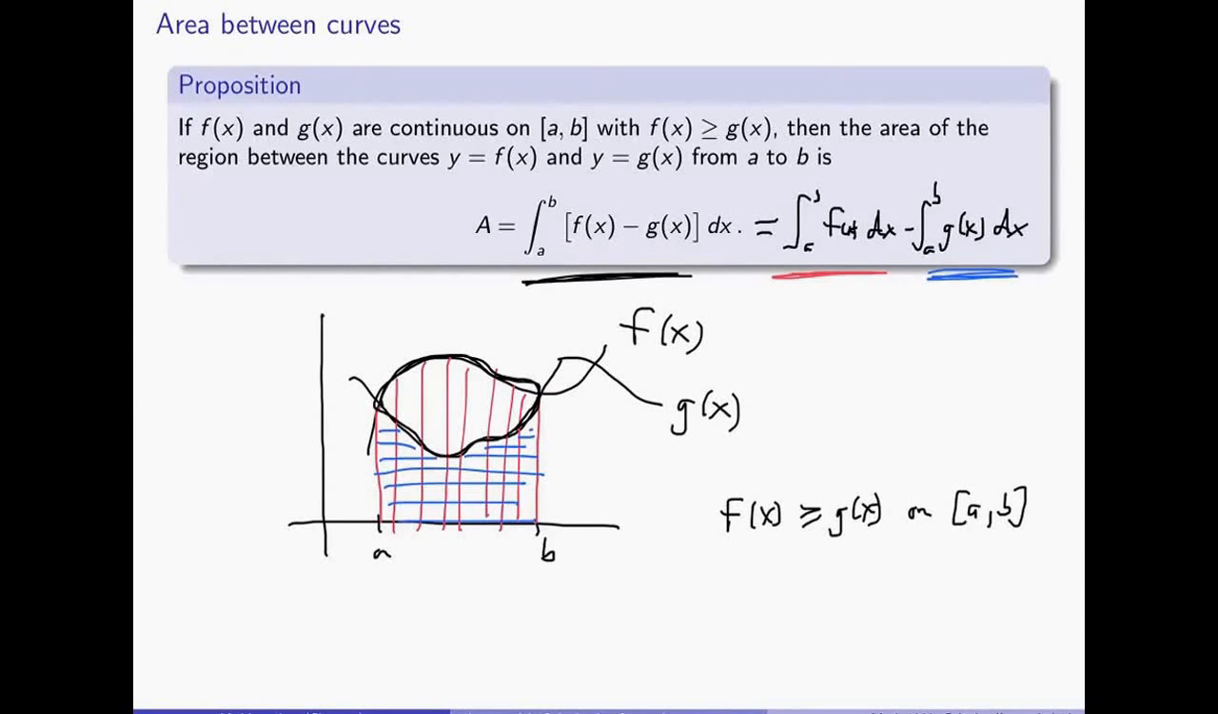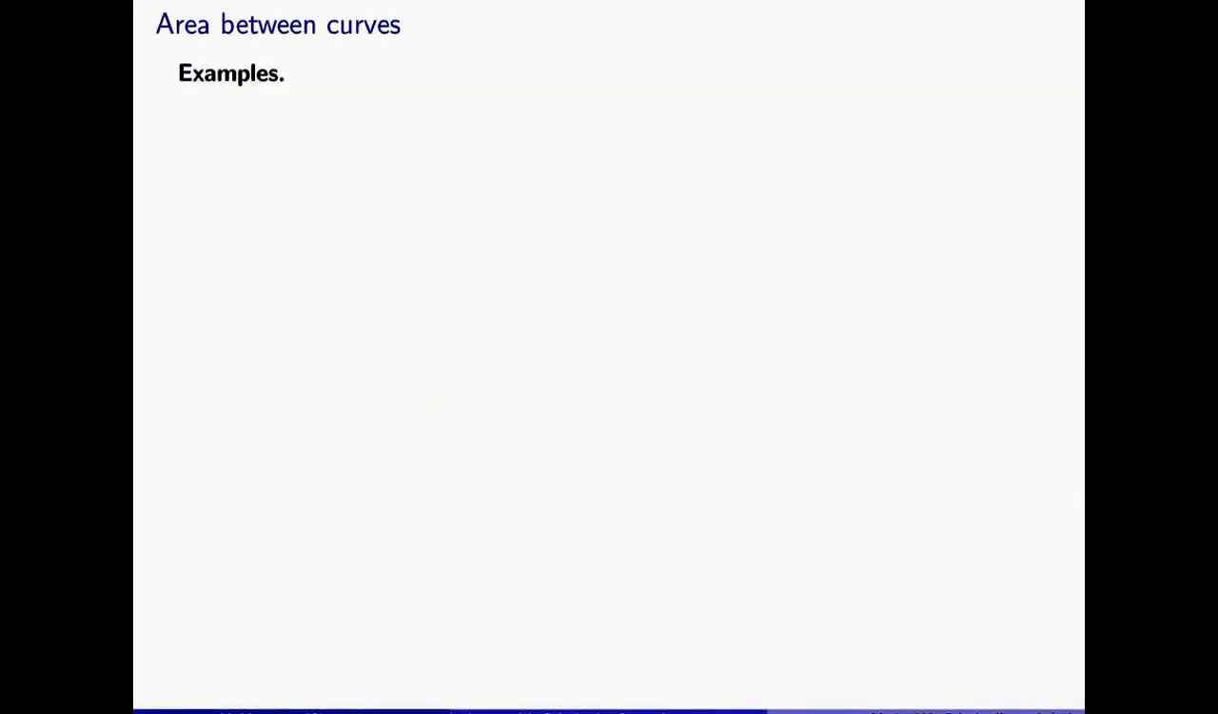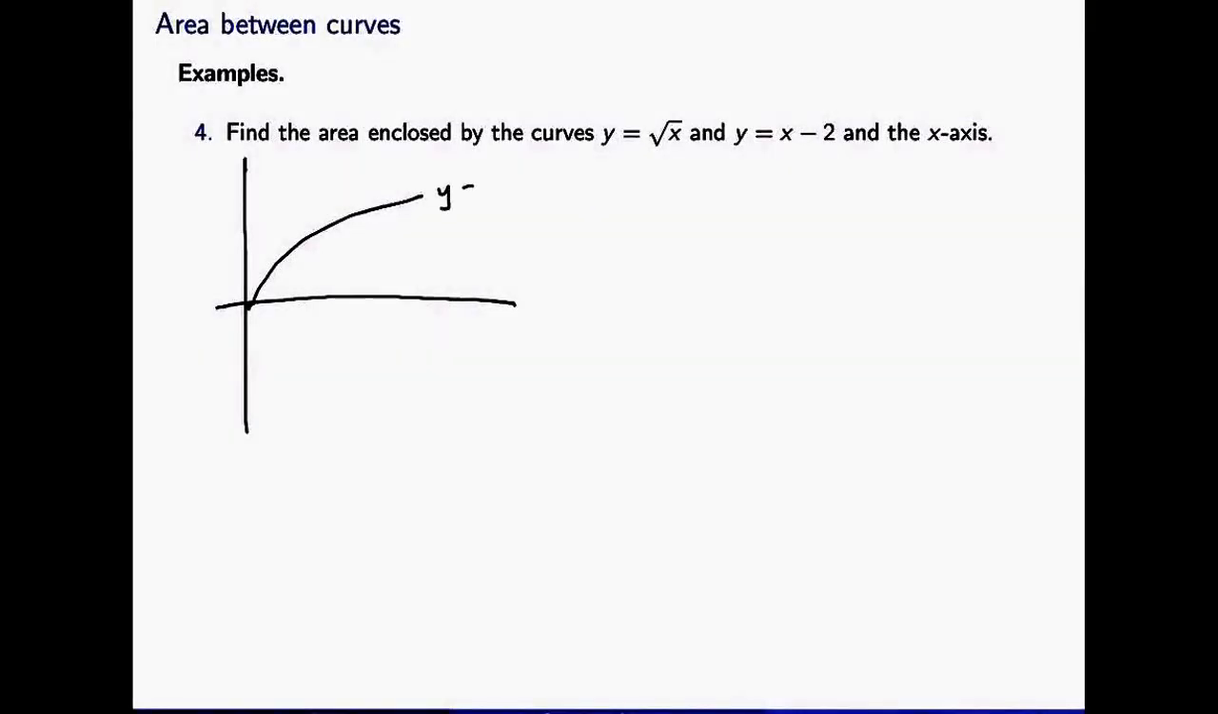Okay, let's do an example. Find the area enclosed by the curves y equals root x and y equals x minus 2, and the x-axis. The first thing we have to do is draw a picture of this, since we can't do it if we can't visualize it. Root x starts at the origin and looks something like this, y equals root x, and then x minus 2 looks something like this, and the intersection I think is going to be at 4.